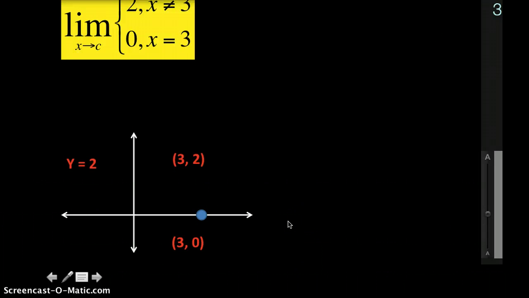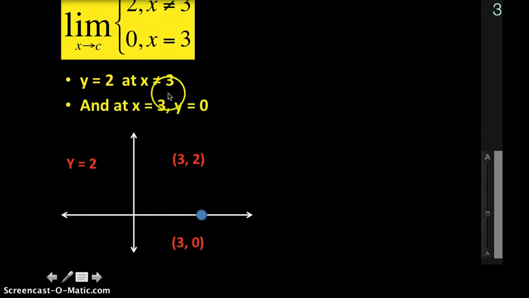Now here's an example of a piecewise definition. This means y equals 2 wherever x is not 3, which means everywhere. Exactly at 3, y is 0, and we have a picture here of that. And now here is a picture of the top one. Y equals 2. That's a horizontal line everywhere but where x equals 3.